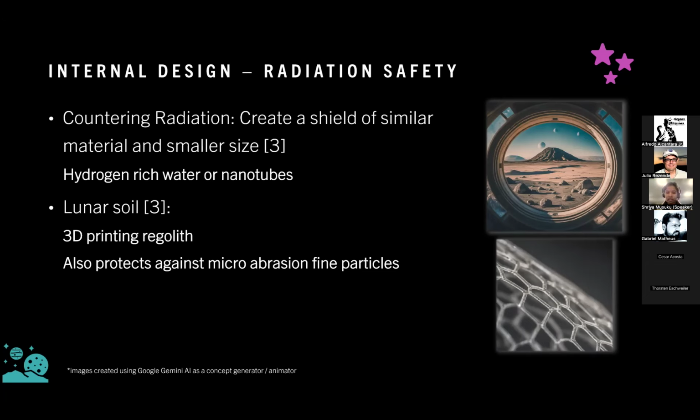One other test that has been done with the matter collected from the moon, the lunar soil, was to 3D print the regolith because it protects against microabrasion and fine particles. So that's another thing that we can consider as we build our buildings and create that exterior to reinforce that and make the inside of the building more livable, more beautiful, and safe. So a couple of examples I have here, these images. The nanotubes and particles can create a clear film in theory, and that's one visualization I had for radiation safety.